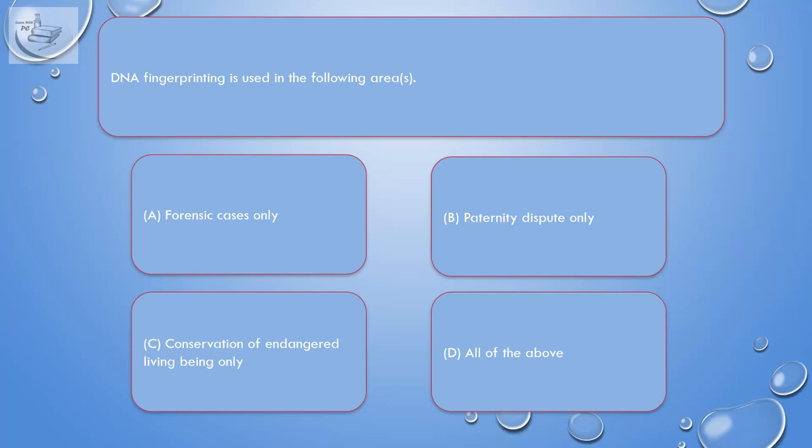1983. Question: DNA fingerprinting is used in the following areas. A. Forensic cases only. B. Paternity dispute only. C. Conservation of endangered living being only. D. All of the above.